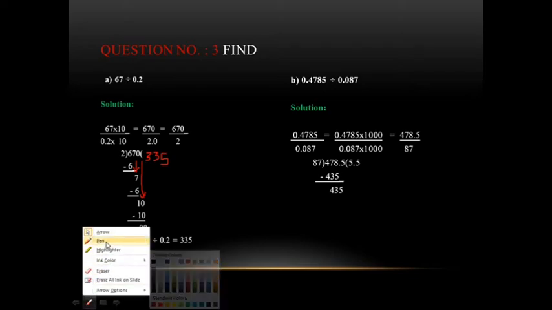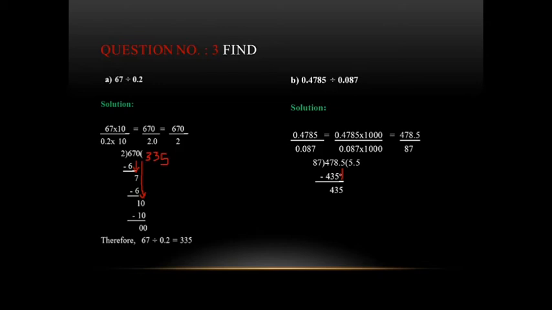So here we will bring this 5 down, then it will become 435, and we know that 87 into 5 will be 435. Then do the subtraction, 435 minus 435, it will be 0. So here we got the remainder as 0. It means our answer is 5.5. Why 5.5? Because in the question the decimal is given before one digit, so here also we will write the decimal before one digit. Therefore 0.4785 divided by 0.087 is equal to 5.5.